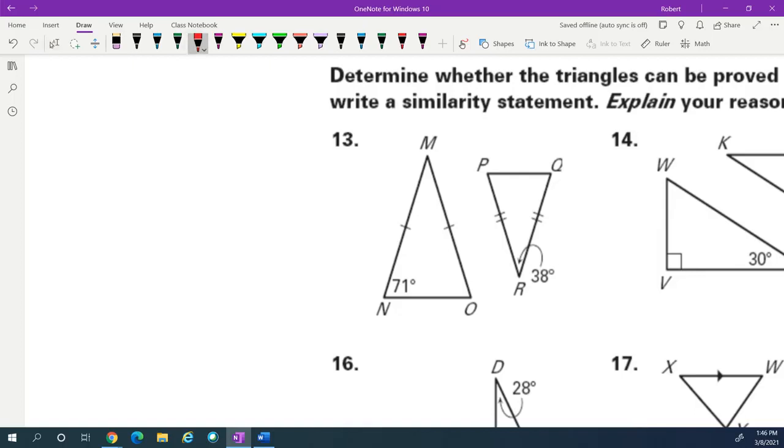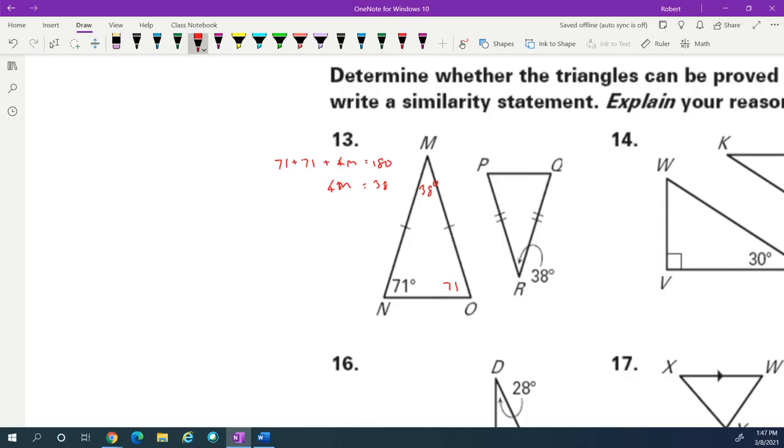So in the first triangle, we have an isosceles triangle. Base angles are congruent. We can now find our vertex angle, angle M, because we know the three angles have to add up to 180. And we find out that angle M is 38 degrees. Now that's enough. Since it's an isosceles triangle, the legs stayed congruent.